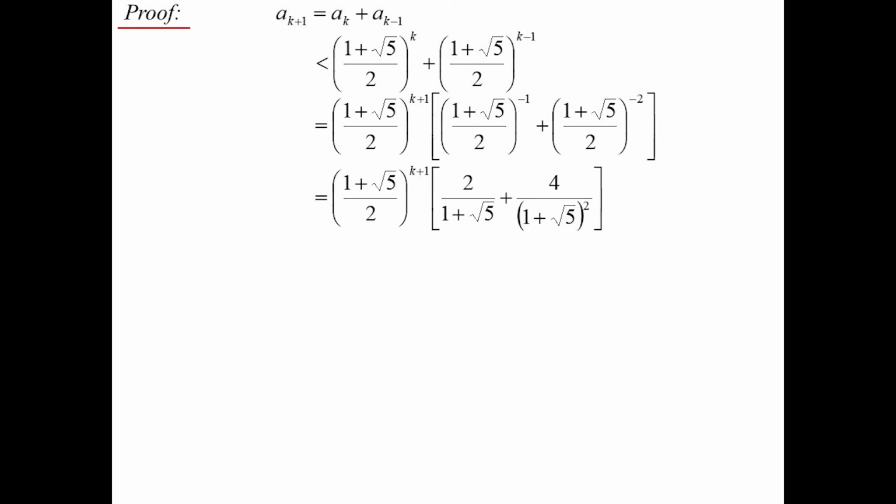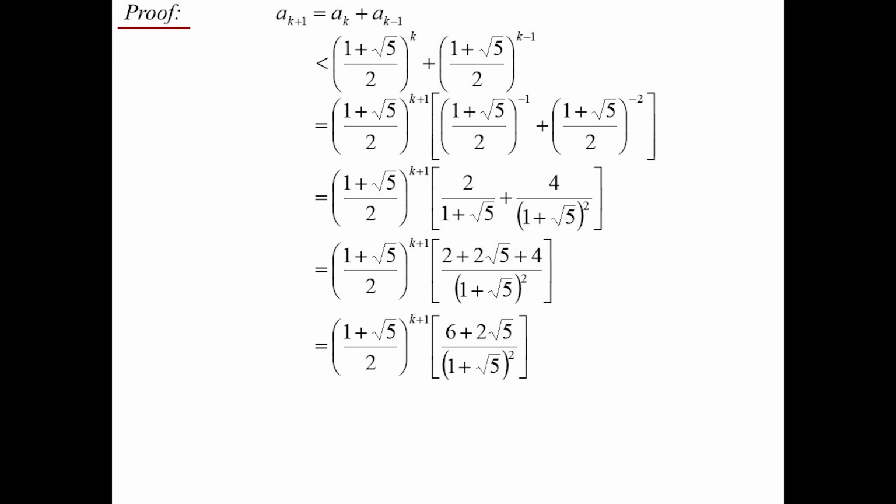Okay, well, the reciprocal of (1 plus root 5) on 2 is 2 on (1 plus root 5). And square it, we get 4 on (1 plus root 5) squared. That has a common denominator of (1 plus root 5) squared. Top of the fraction becomes 6 plus 2 root 5. And you'll never guess what (1 plus root 5) squared is. It's 6 plus 2 root 5. So in fact, yes, it does work for that one.